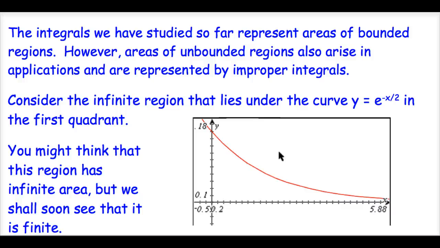So if you look at the region that I have on the screen, that is a graph of y equals e to the negative x over 2 in just the first quadrant. Now, as you can see, that graph is going to go on forever. And what we want to do is find the area of that region. You might think this region has an infinite area, but as we will soon find out, it truly does have a finite area.